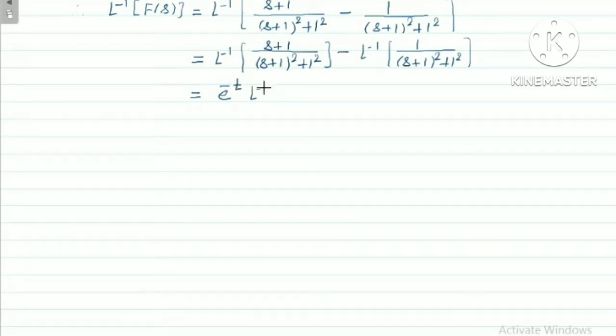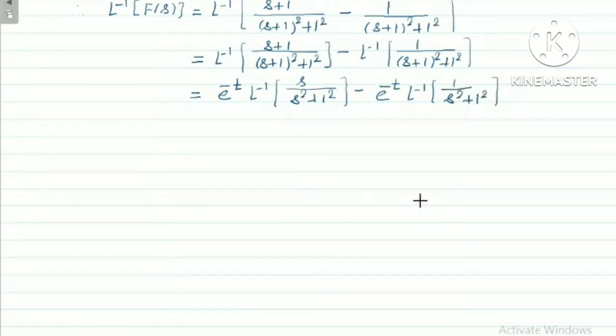So we have e raised to minus t times L inverse of s upon s square plus 1 square. And the negative of this is e raised to minus t times L inverse of 1 upon s square plus 1 square. Why is this so? Because of the shifting property of the Laplace transform. You know very well what the inverse of this is. So this is e raised to minus t, and this is what?